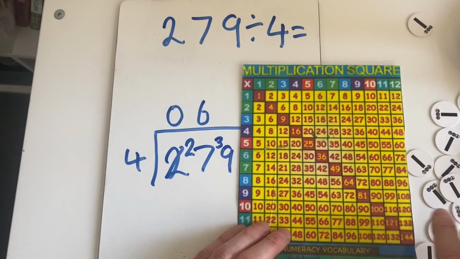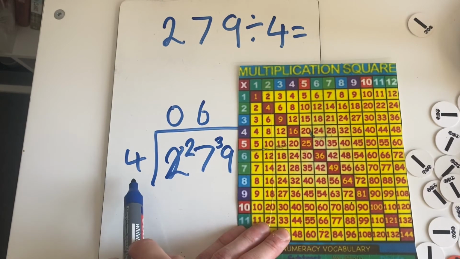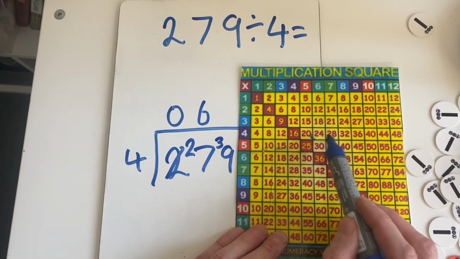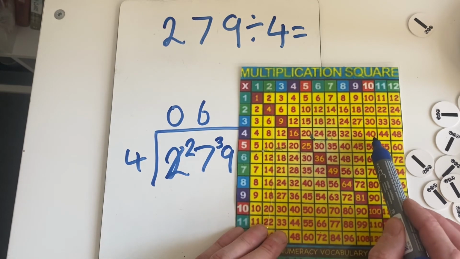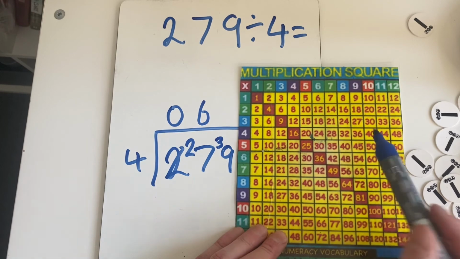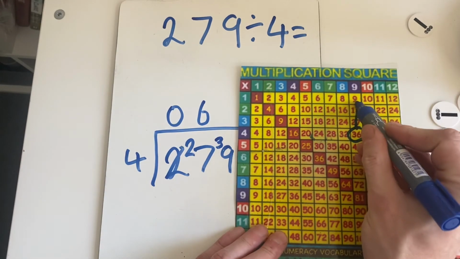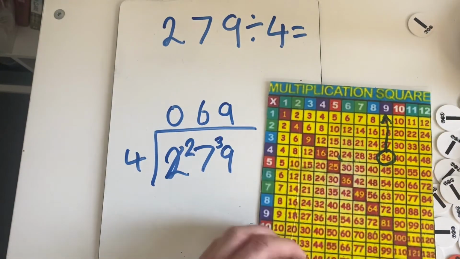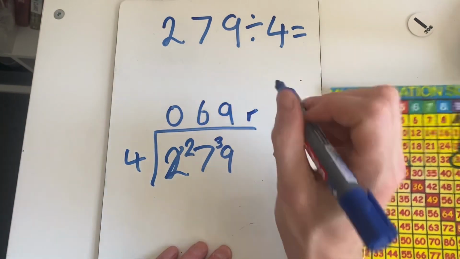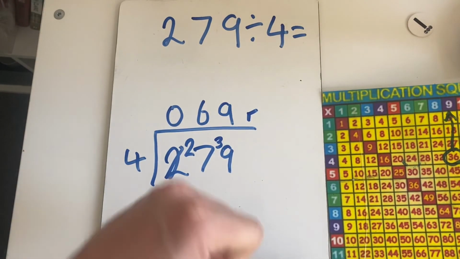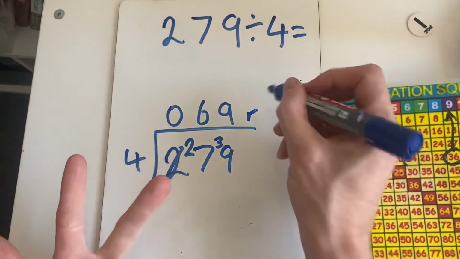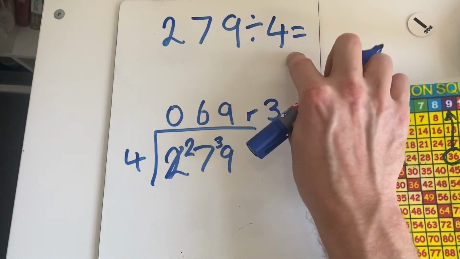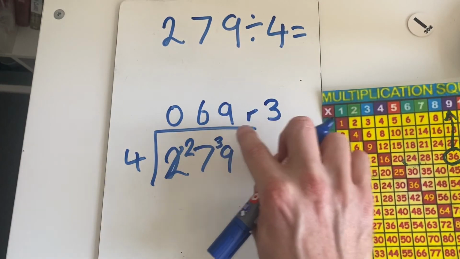What's the nearest multiple of 4 to 39, which is below? 4, 8, 12, 16, 20, 24, 28, 32, 36, 40. 40 is just greater than it, so we can't use that. So we must use 36. How many 4s go into 36? 9. Now we're on 36, but there is 39, so we will have a value remaining. So we're on 36, we need to count to 39, 37, 38, 39. That means there is 3 remaining. So 279 divided by 4 equals 69 remainder 3.